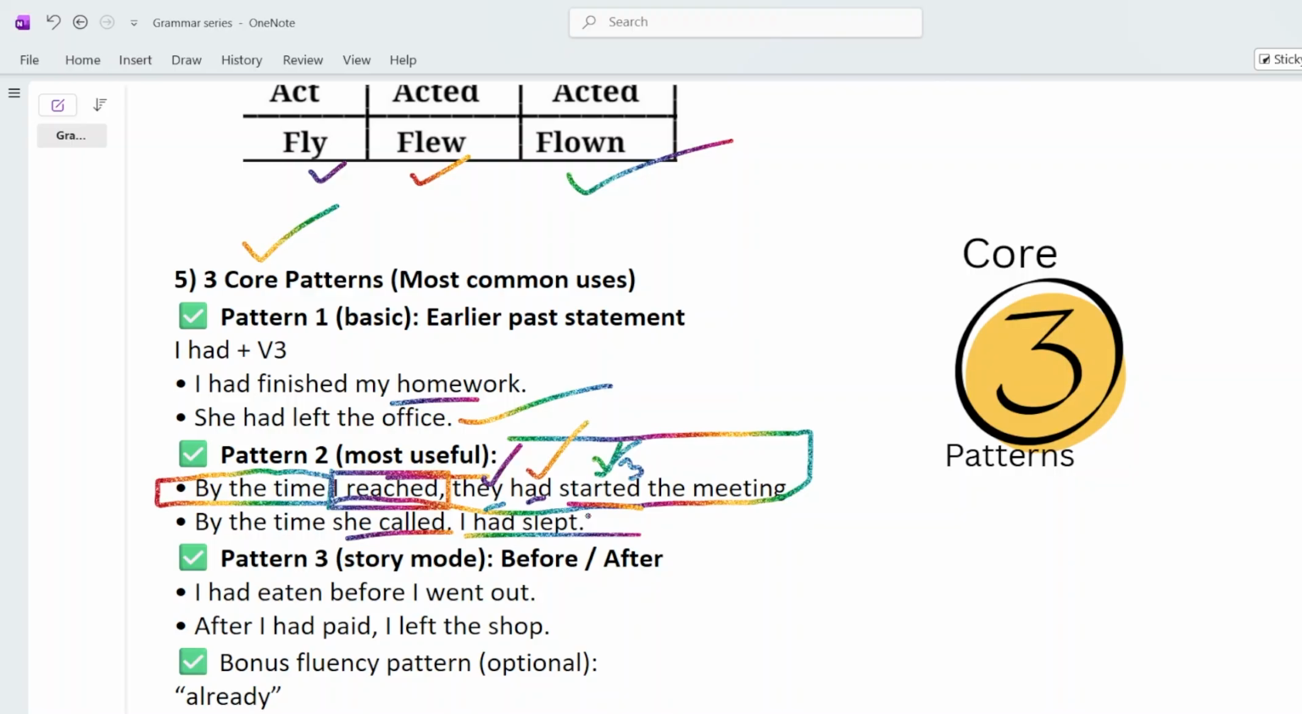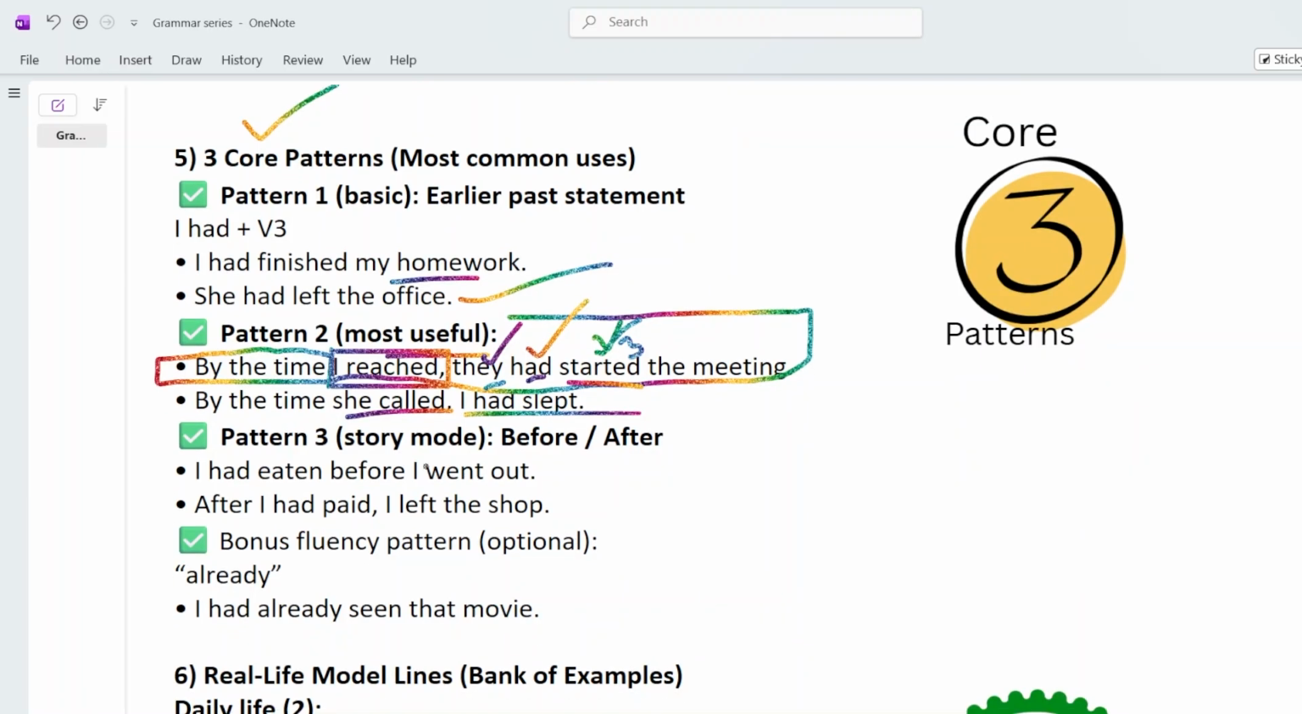Let's move on to pattern 3. Now, what does pattern 3 talk about? It's the story mode, according to me. Why? Because it talks about before and after as your star players or your star words. All right. I had eaten before I went out. After I paid, I left the shop. After I had paid, I left the shop.